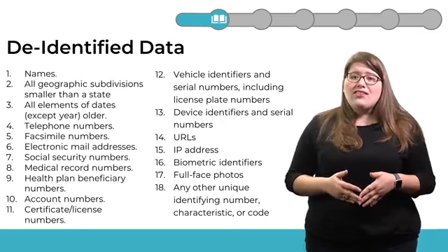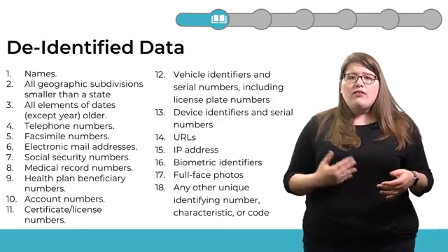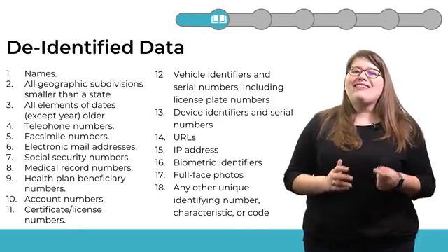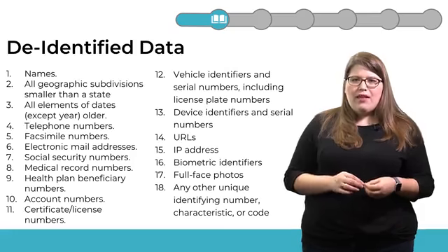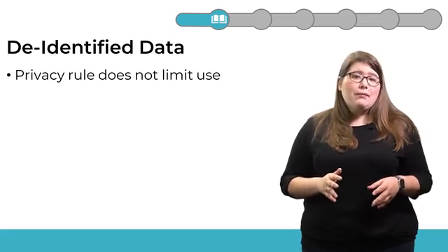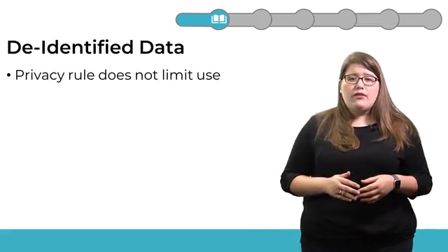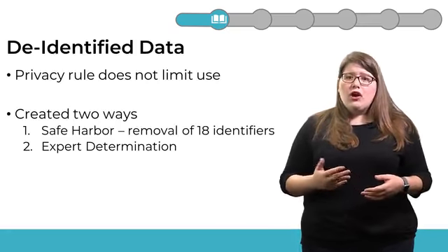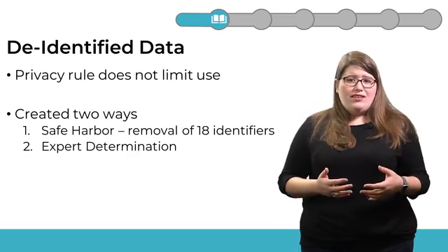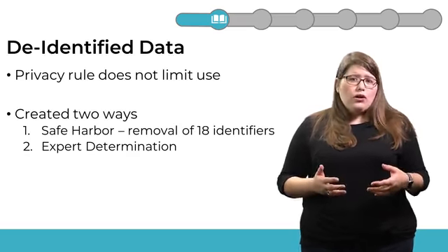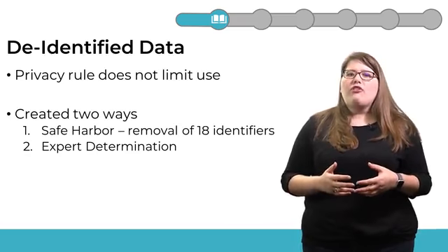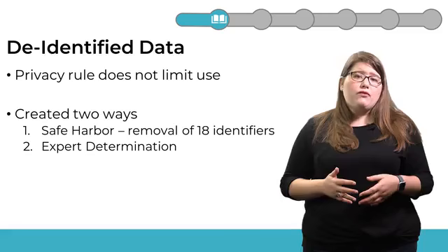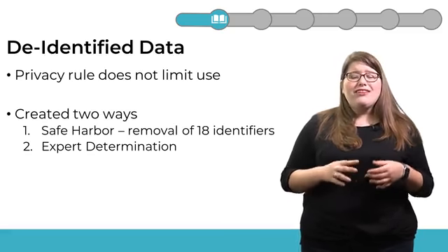Data that has all 16 direct identifiers, plus full zip code and dates removed or shortened, is considered de-identified data. The Privacy Rule does not limit how a covered entity shares de-identified data. De-identified data may be created under Safe Harbor, which is the removal of these 18 identifiers, or they may apply an expert determination of de-identification, in which an expert determines that the risk of re-identification of any individual patient is very small.